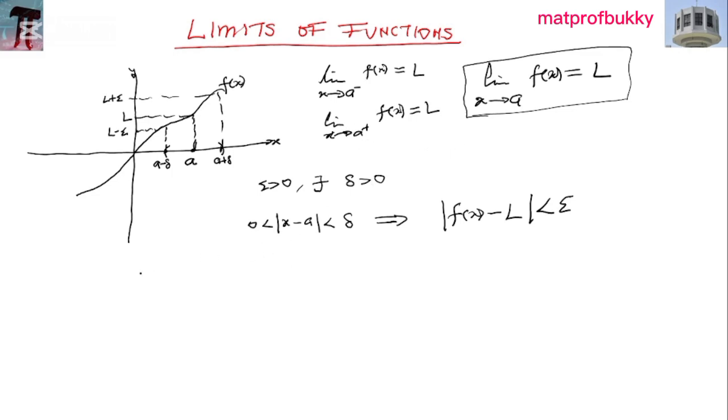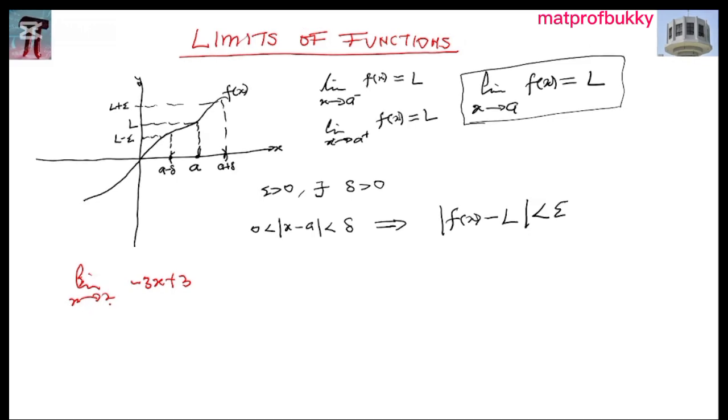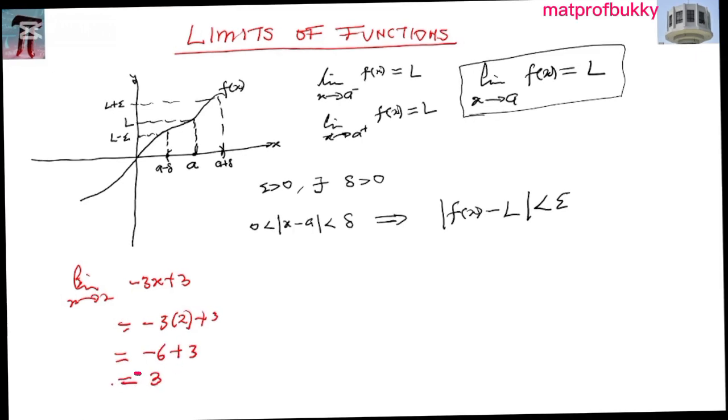Let me give you an example. Let us find the limit as x tends to 2 of minus 3x plus 3. What we do here is simply assume that x has approached 2. This is done by direct substitution. You just put minus 3 times 2. You substitute 2 for x, plus 3, and then you obtain minus 6 plus 3, and then this limit is going to be minus 3. That is the first definition.